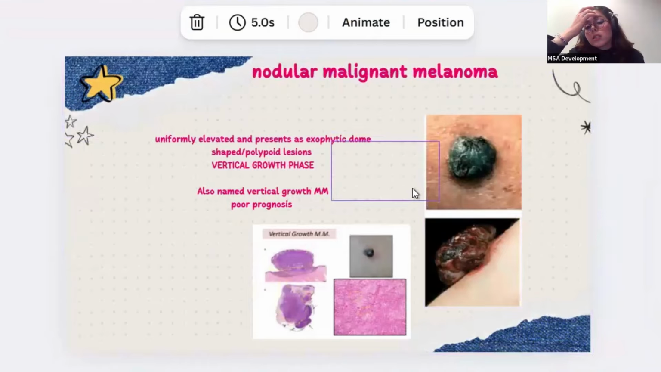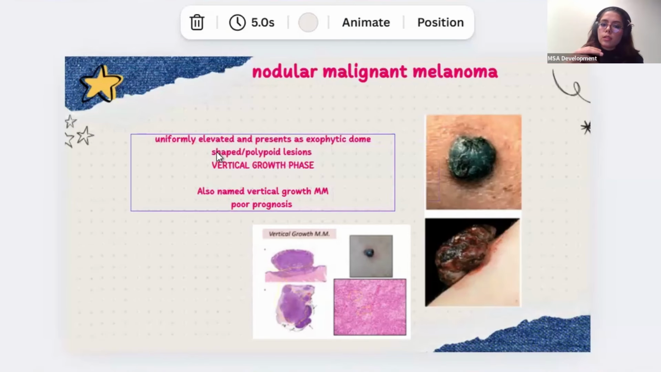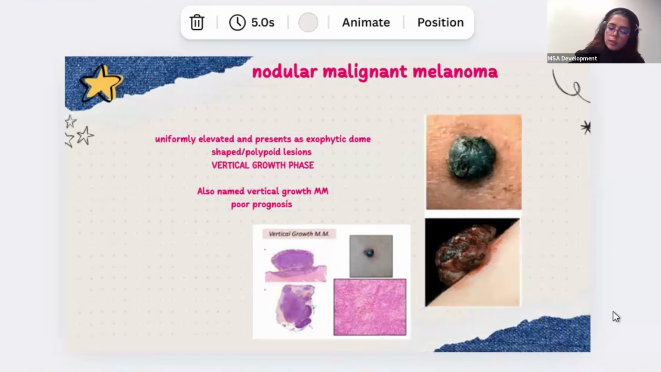Nodular malignant melanoma. This one, you need to know it in the sense of, are you able to identify that this is nodular malignant melanoma? Uniformly elevated and presents with exophytic dome-shaped or polypoid lesions, vertical growth phase, as in it's going down. Also named vertical growth malignant melanoma. It has a poor prognosis. Why? Because it's going down. If it's going down, there are blood vessels, and through those blood vessels, the cancer cells can metastasize, or the melanoma can metastasize.